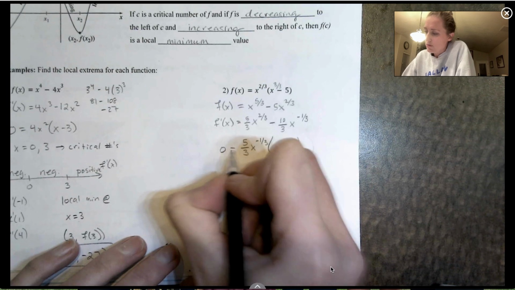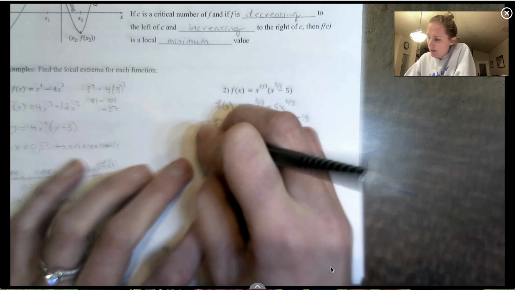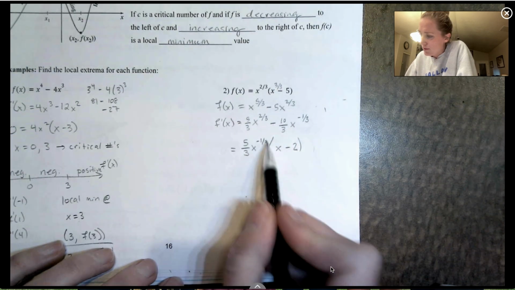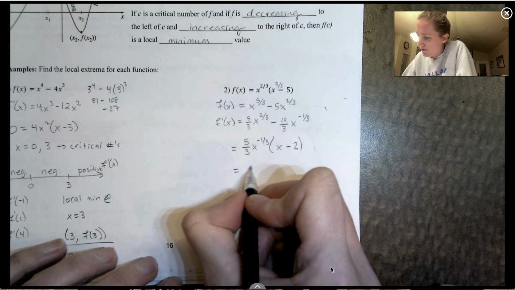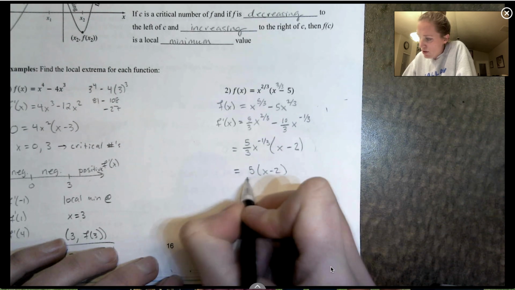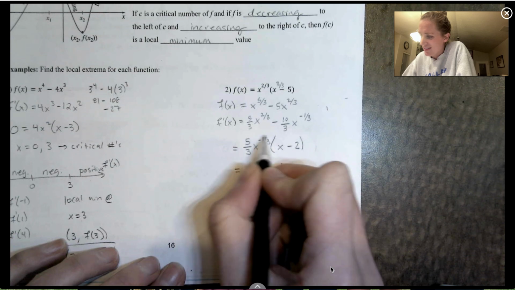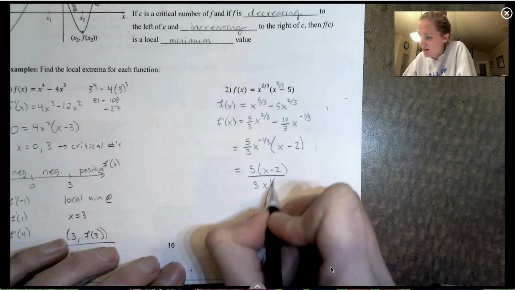So we're setting this equal to 0. And actually, before I do that, I'm going to go one more step. I'm going to rewrite this as a fraction. So I'm going to get 5 times x minus 2 over 3, right? 5's in my numerator, 3's in the denominator. This goes to the denominator.